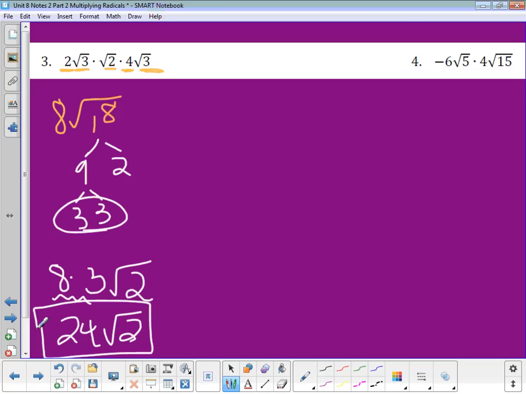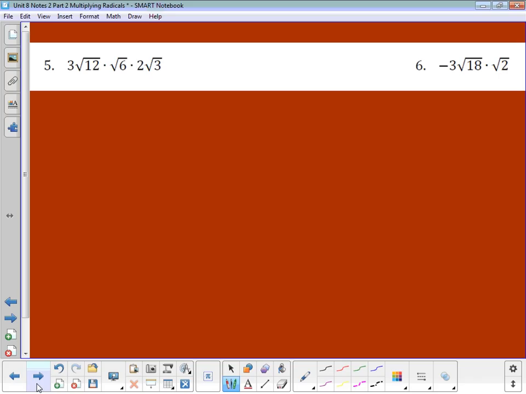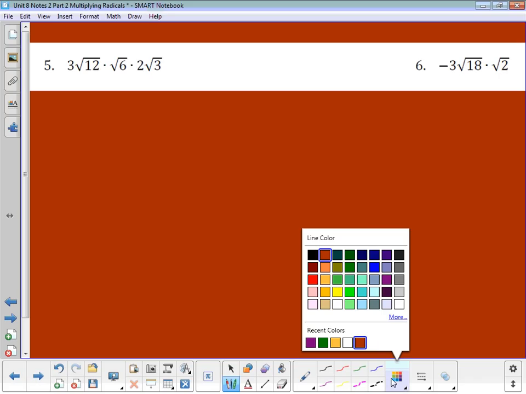I want you guys to try number 4 on your own. See if you can multiply those. Only multiply the outsides together and then the insides together. Let's take a look at number 5. For number 5, we want to multiply the outsides together and then the insides together.